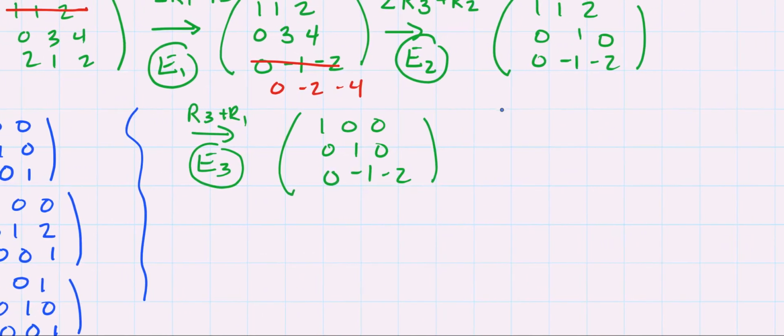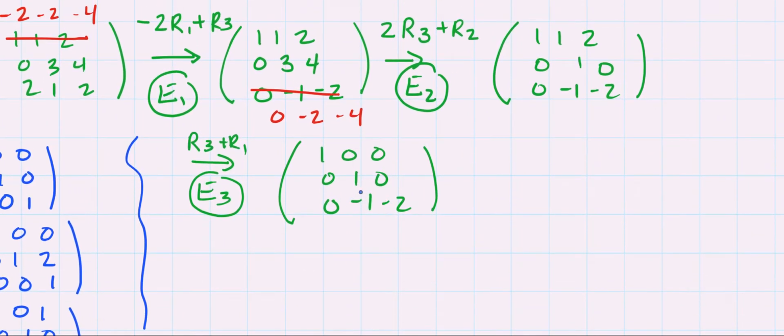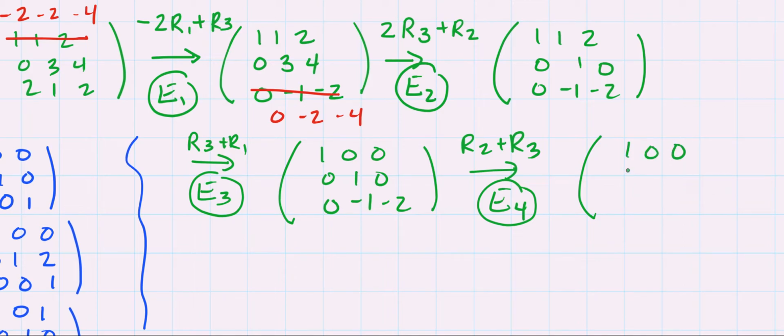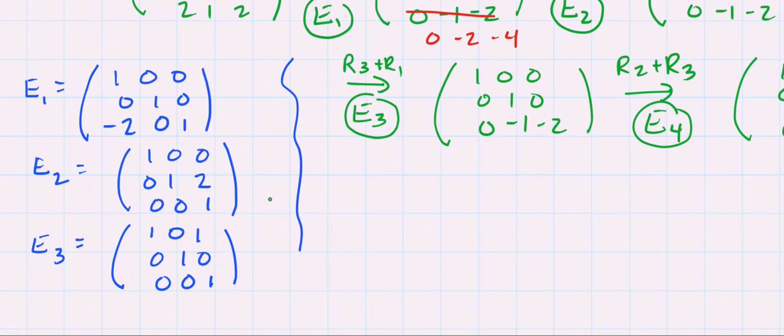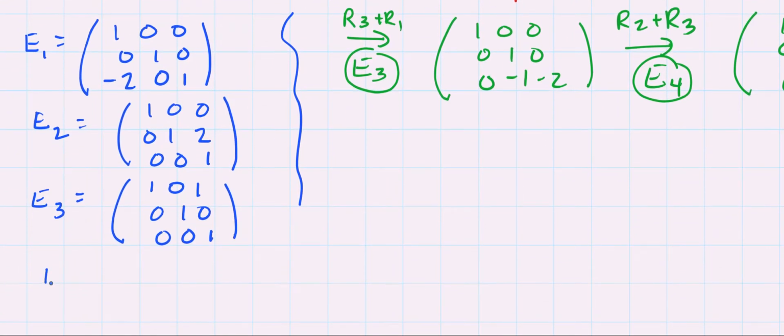I think we can finish this in 2 steps. I need to get rid of this negative 1, so I'm just going to add row 2 to row 3. That'll be E sub 4. Okay, let's write that down. So E sub 4 was we took row 2 and added it to row 3.